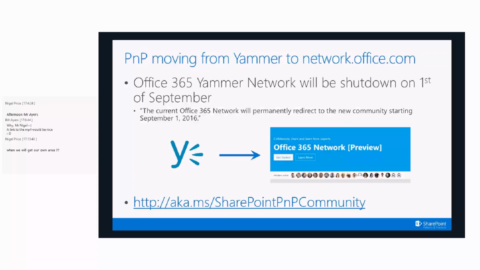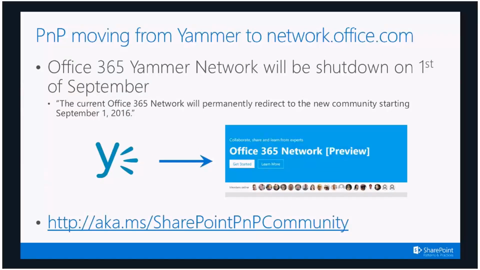It is a big change, especially considering the fact that the PnP Yammer group had more than 4,600 members, and it was active. It was actually working. The Yammer group members were helping each other with questions all the time. The transition might be slightly painful, but we're hoping that people are moving with us to network.office.com. And obviously there are alternative options in the community for people to contribute.